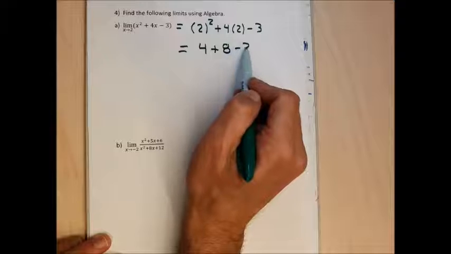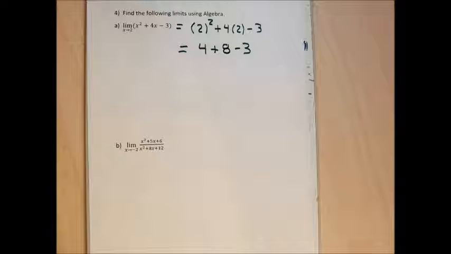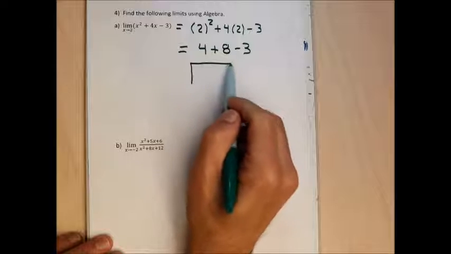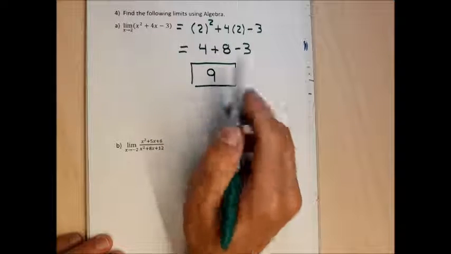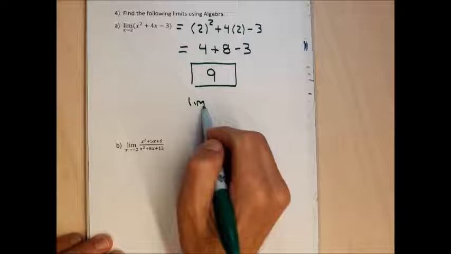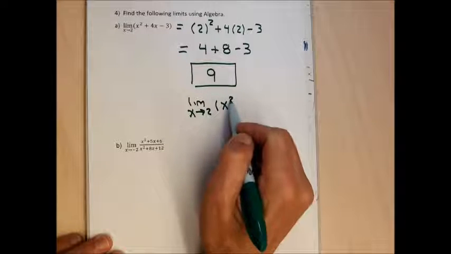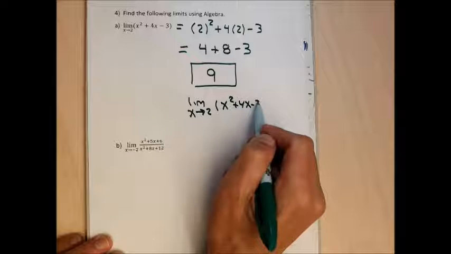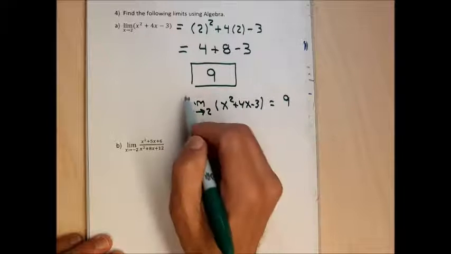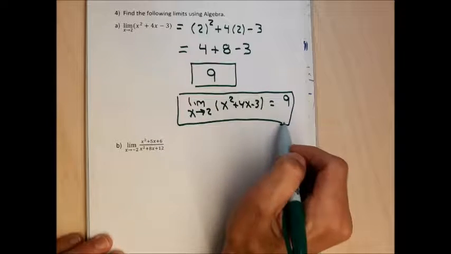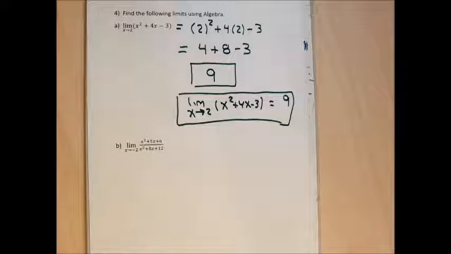So in part A of number 4, I just took the time to plug in 2 for each of the x's. I stopped writing the limit sign when I plugged in 2 for the x's. And if I simplify this, I'm going to get 9 for my answer. If I wanted to, I could have said the limit as x approaches 2 of x squared plus 4x minus 3 equals 9, but that seems a bit overkill. So what I just circled in that box, the 9, should be the answer.